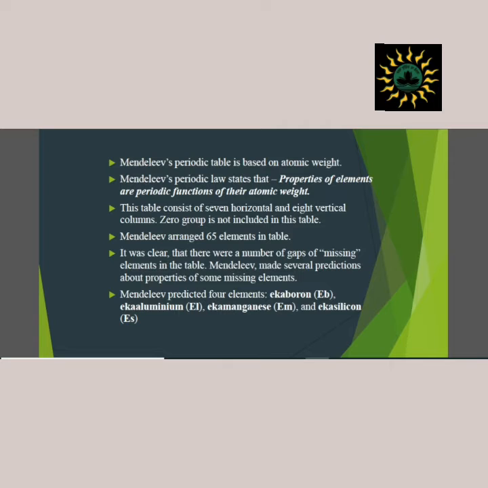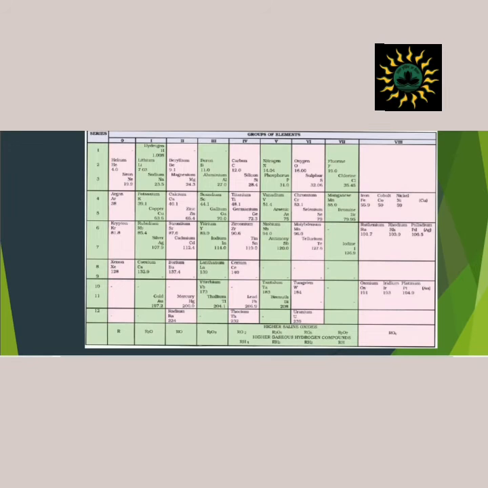The zero group is not included in this table because noble gases were not discovered at that time. Mendeleev arranged around 65 elements in the table. It was clear that there were a number of gaps for missing elements in the table. Mendeleev made several predictions about the properties of some missing elements. He predicted the properties of elements which were not discovered at that time. So Mendeleev predicted four elements: Eka boron, Eka aluminium, Eka manganese, and Eka silicon, which we know as different elements later.